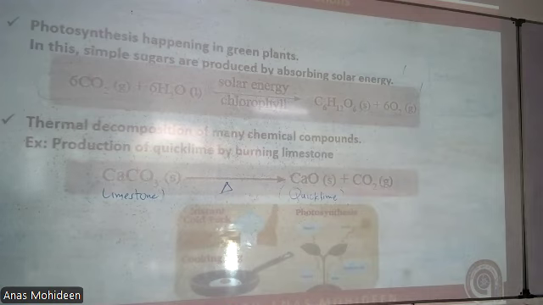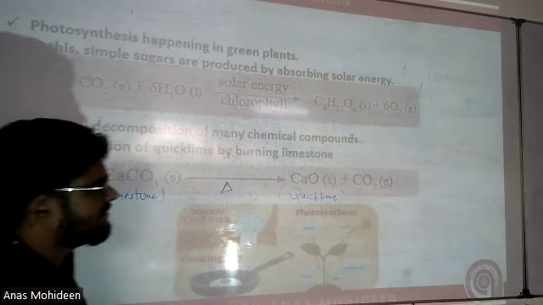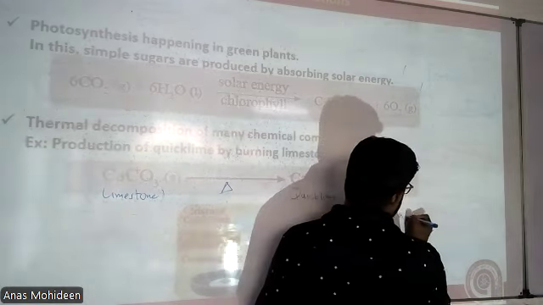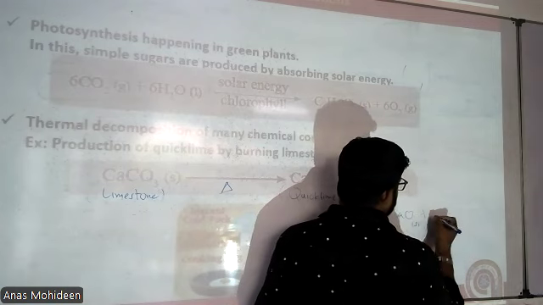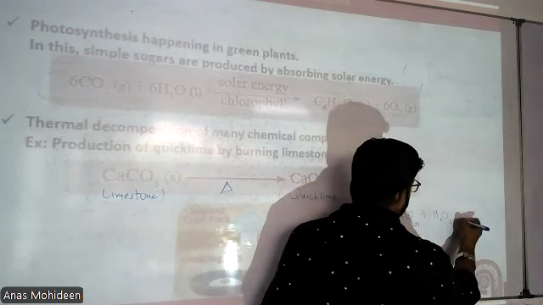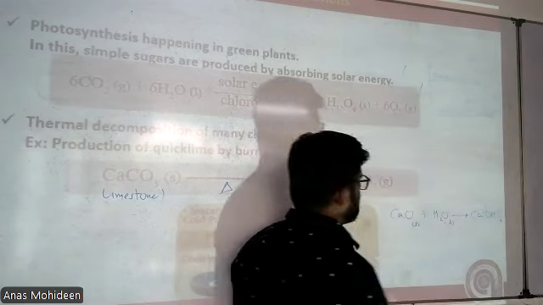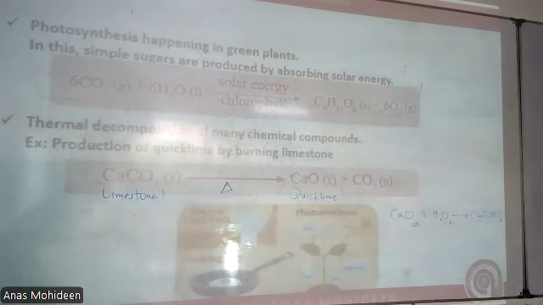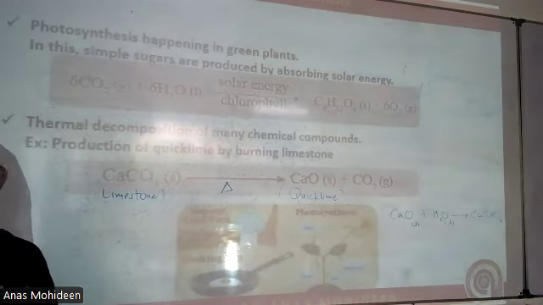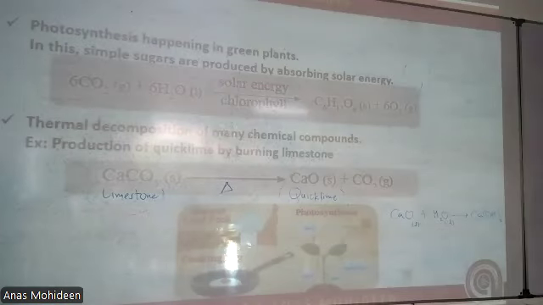Equation. Previous one, right? Calcium oxide plus water makes calcium hydroxide.